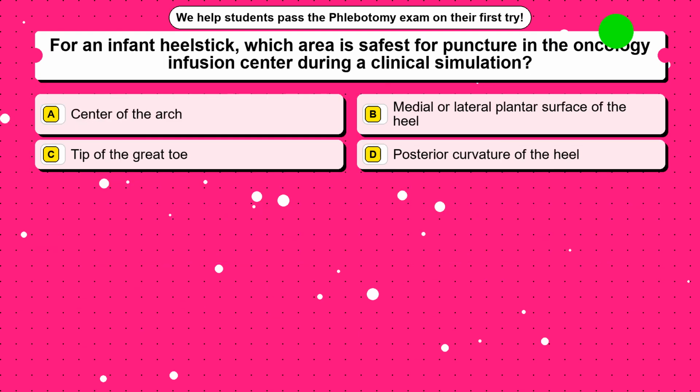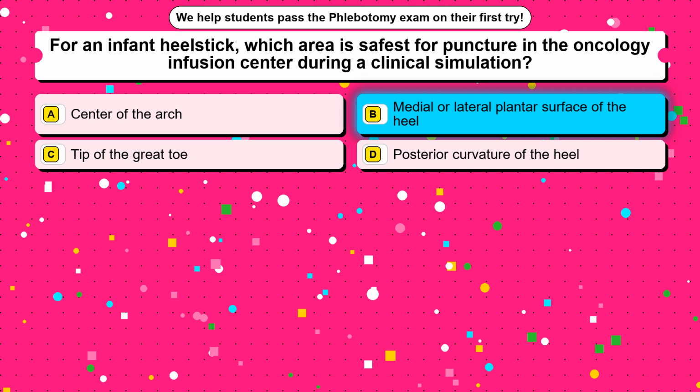Question 62. For an infant heel stick, which area is safest for puncture in the oncology infusion center during a clinical simulation? Option A. Center of the arch. Option B. Medial or lateral plantar surface of the heel. Option C. Tip of the great toe. Option D. Posterior curvature of the heel.